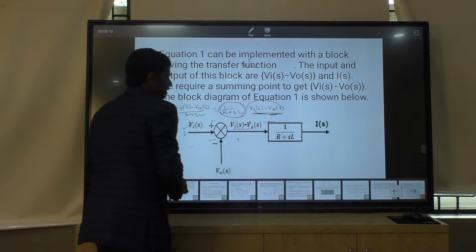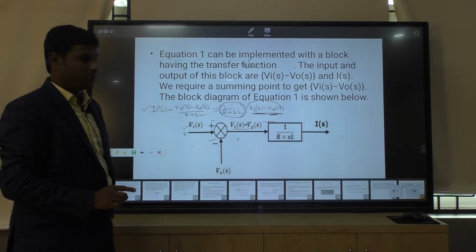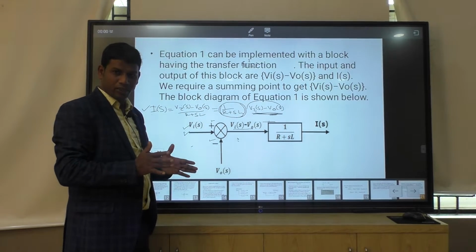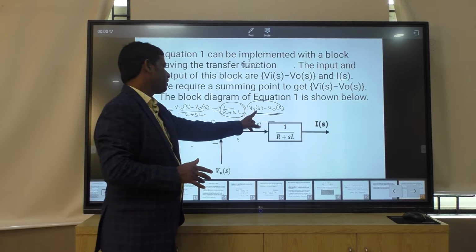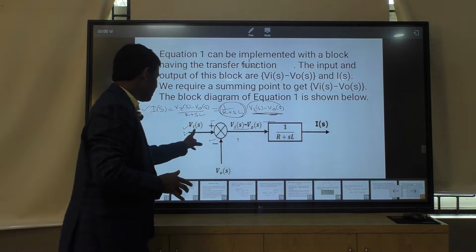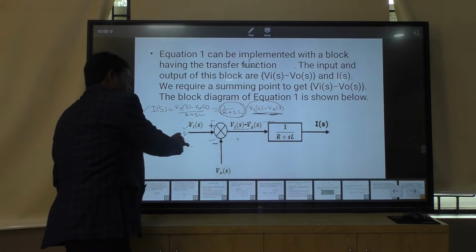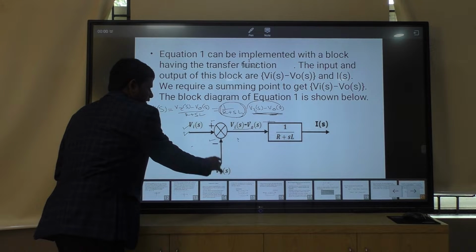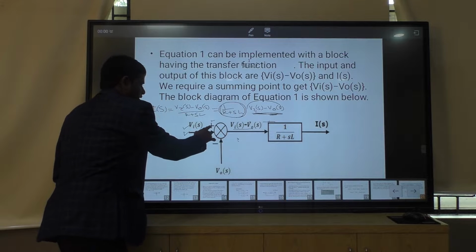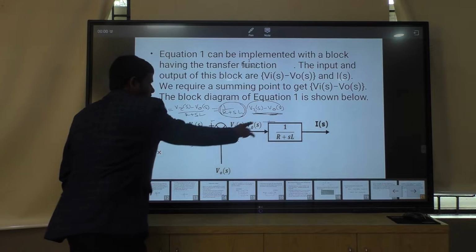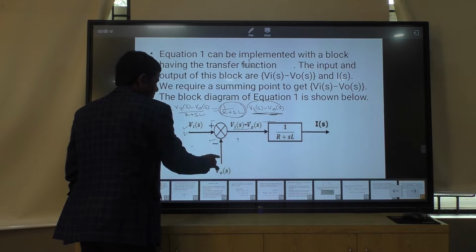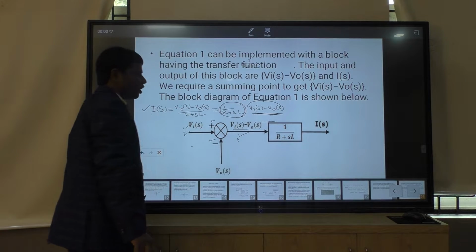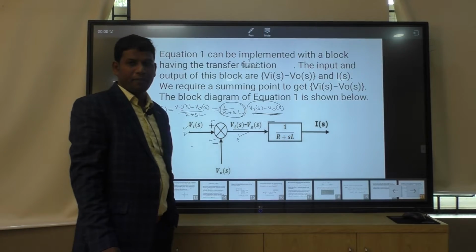You are getting VIS and V naught S from this summing point. A summing point is used for subtraction of two signals or addition of two signals. Here it is the subtraction of VIS and V naught S. VIS, the input signal, comes from the left hand side reference line, and V naught S comes in from the bottom. One is the positive signal VIS, the minus one is V naught S. So the output of the summing point is VIS minus V naught S, the error signal.